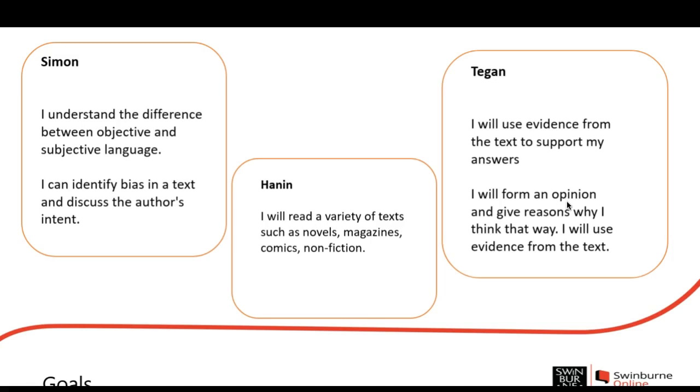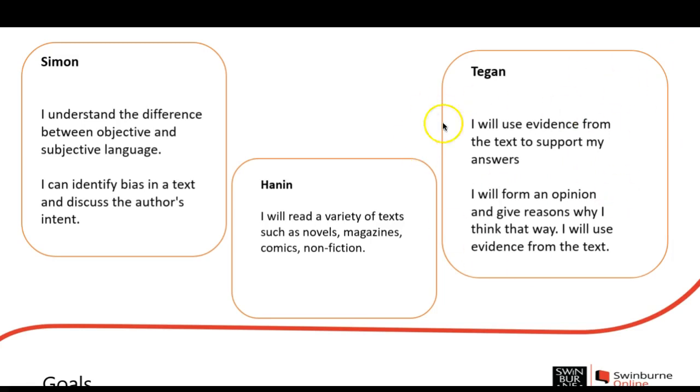So I'd like to see her reading goal be, I will read a variety of texts such as novels, magazines, comics, non-fiction. Maybe you could make her a little card and she could tick off that she's been reading lots and lots of different types of texts from lots of different sources to expose her to lots of different concepts, widen up her knowledge a little bit.